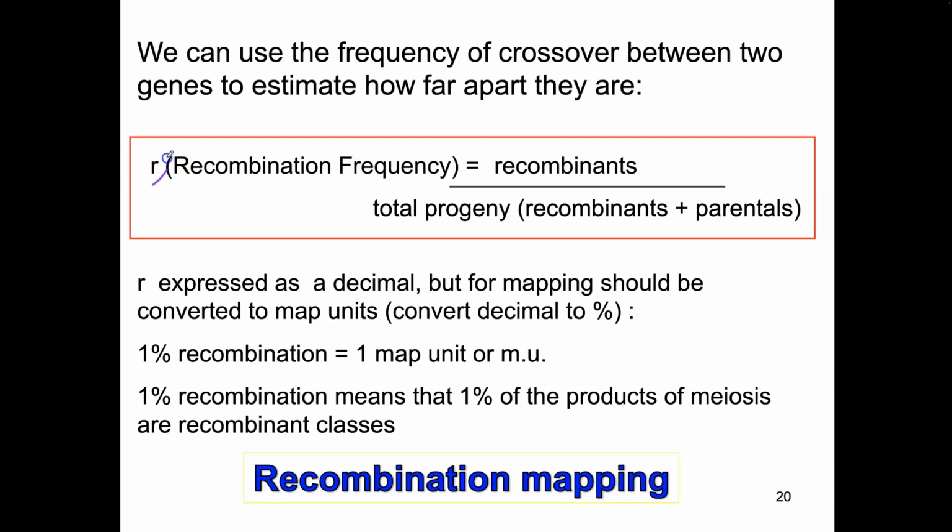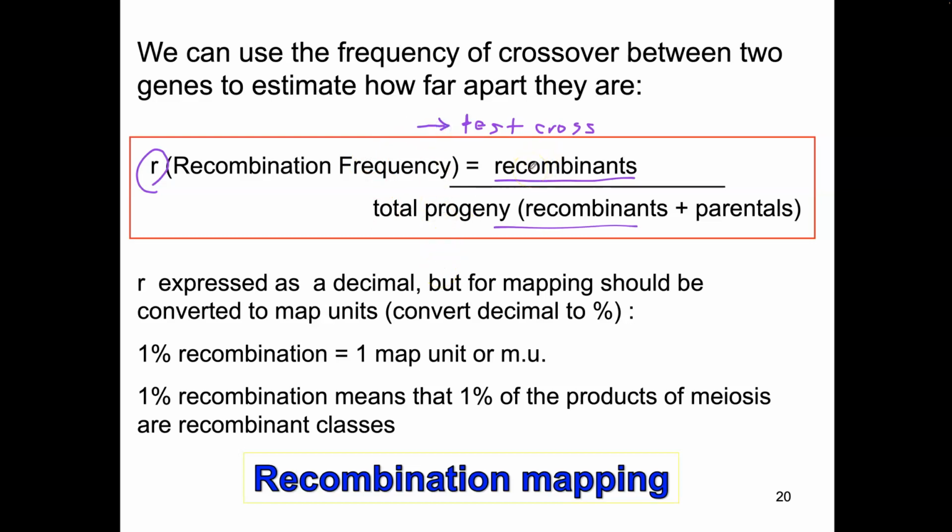So we calculate a value of R. R means our recombination frequency. And that is, we just total up the recombinants, and then we divide that by the total progeny. And we can only do it this way if we do a test cross. It has to be a case where every recombinant can be easily identified based on its phenotype. If you want more information on that, you can ask me, but otherwise remember it has to be done with a test cross.